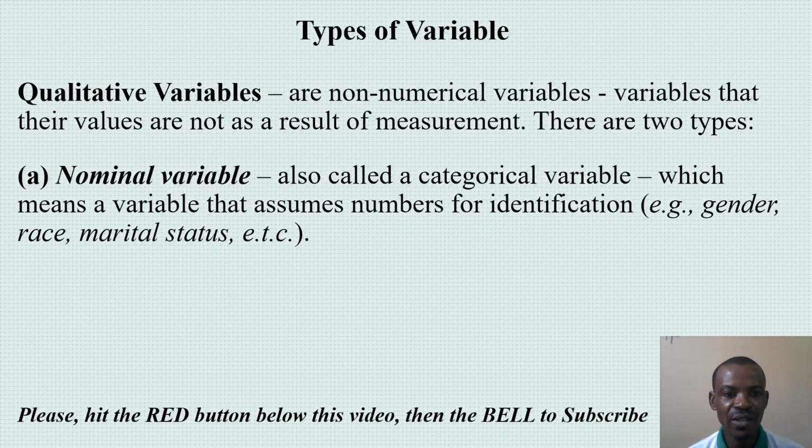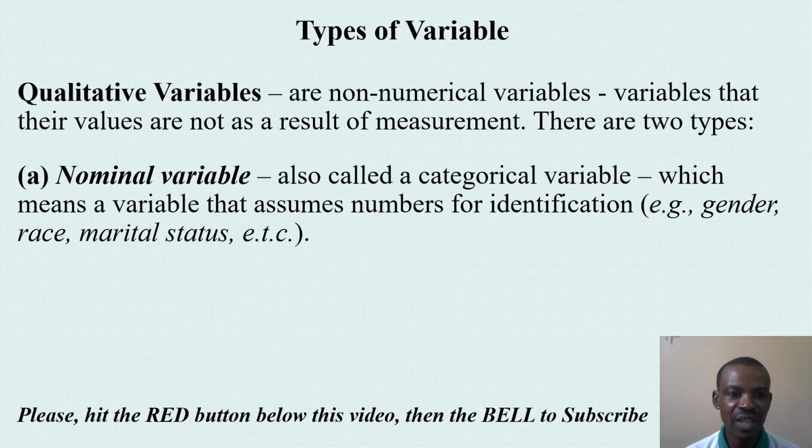The first one here is the nominal variables. Nominal variables are sometimes called the categorical variable. You just use values to categorize the variable, which means that there is a variable that assumes numbers just for the benefit of identification. Let's take gender, for instance, which has two values, male and female. If a male is assigned 1 and the female is assigned 2, 2 does not mean that a female is bigger than a male. So it's simply for mere identification. Such a variable is called a nominal variable and is classified under qualitative variable.